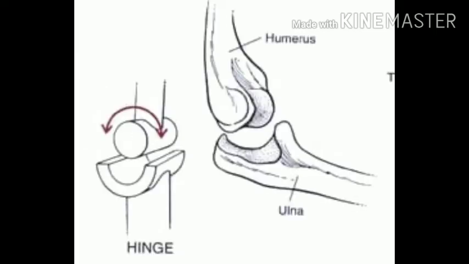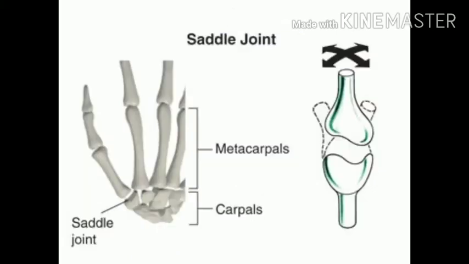This is hinge joint, image of elbow joint, where humerus is attached with ulna. This is saddle joint. It is seen between the metacarpal of the thumb and the corresponding carpals. Bones are clearly seen here.